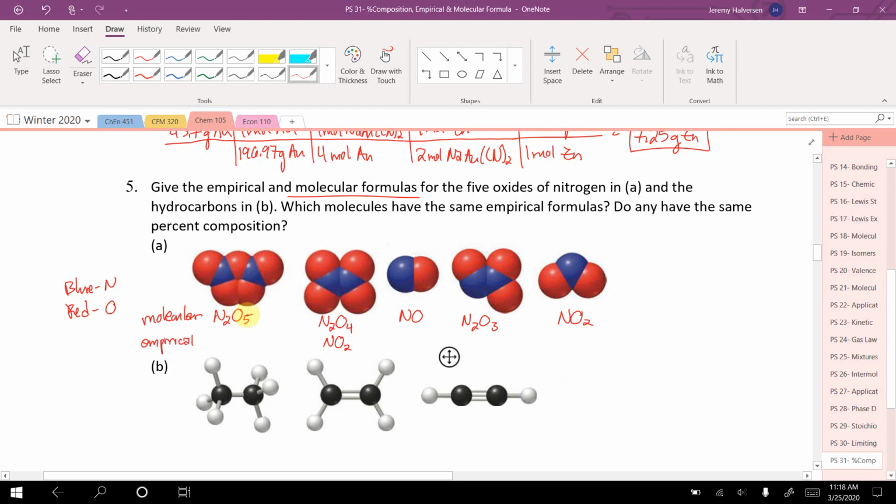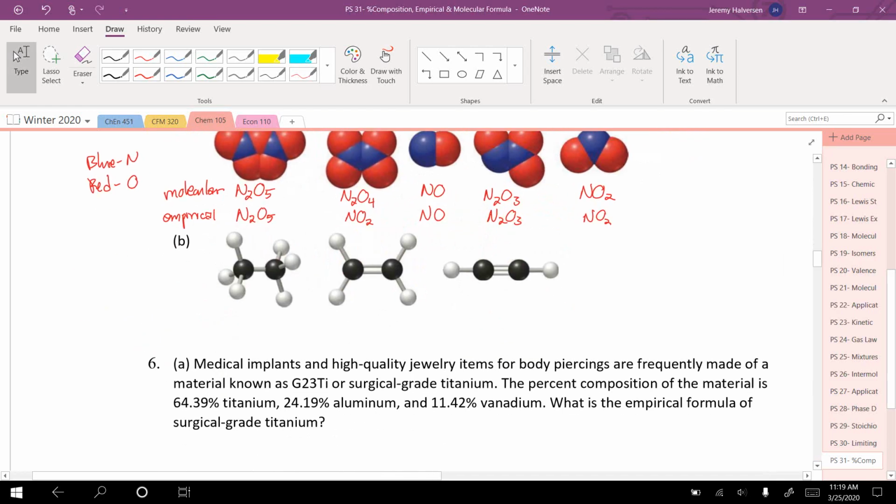Okay, so in this case, can we reduce this? Nope, there's nothing I can divide by, so it's going to stay N2O5. This is already reduced. It's going to stay N2O3, but this one is also going to stay NO2 because it's already as reduced as it can go. So which molecules have the same empirical formulas? These guys have the same empirical formulas. Do any have the same percent composition? Yes, these also have the same percent composition because they each have 1 nitrogen for every 2 oxygens. That's a relationship this problem is trying to get you to understand.